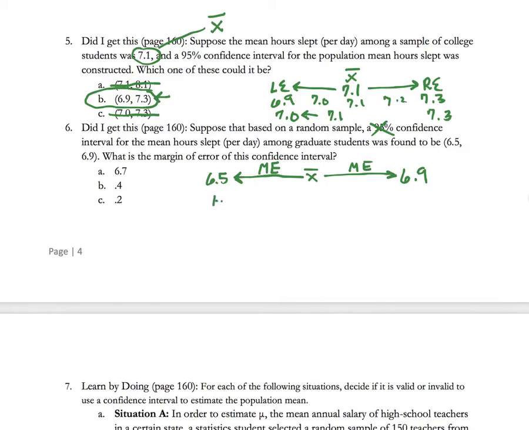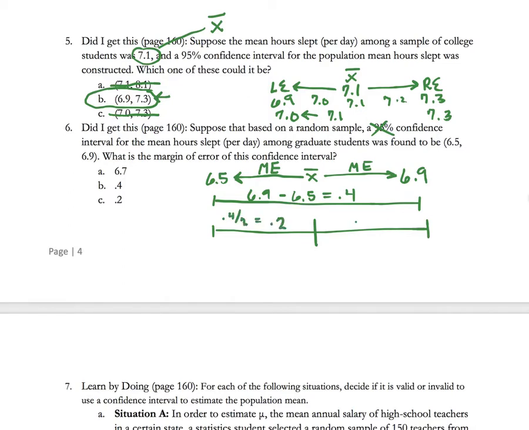So how are we going to figure this out? Well, we know the total distance across this interval is 6.9 minus 6.5, so that's 0.4. And then if we just divide that in half, 0.4 divided by 2 is 0.2. So each of the distances on either side are, of course, equal. Each of them is equal to 0.2, so that is our margin of error.